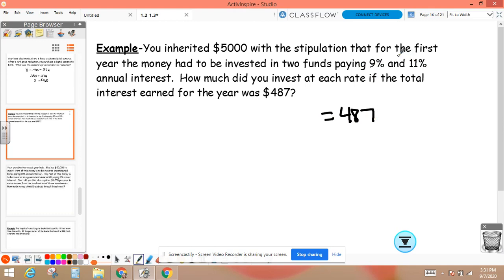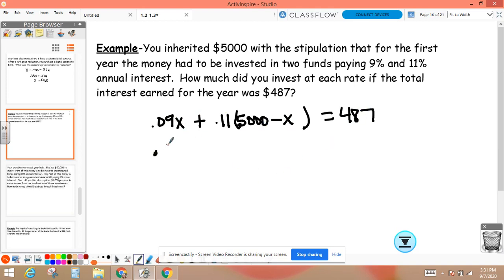All right, we know we're trying to get to $487. You have two amounts of money. If we say that one amount of money is X, then I made 9% of X dollars plus 11% of the rest of my money. The rest of my money would be 5,000 minus X. So if X is part of my money, 5,000 minus X is the rest of my money. So 9% of this, 11% of this, added up to $487.